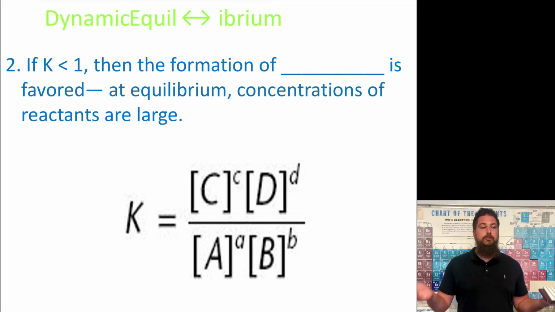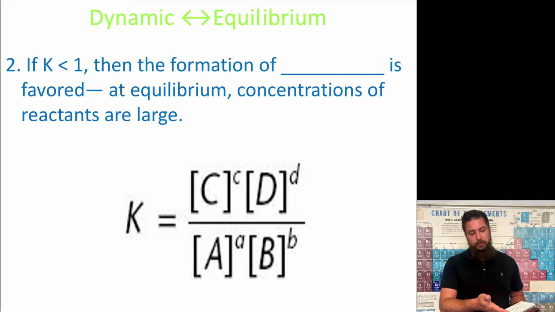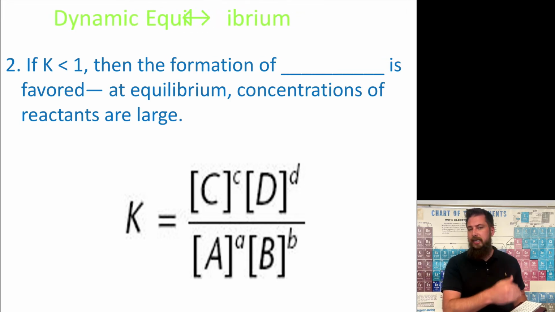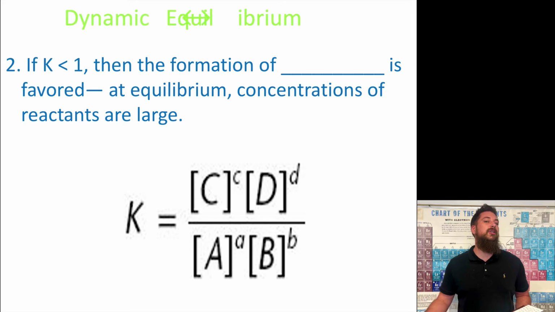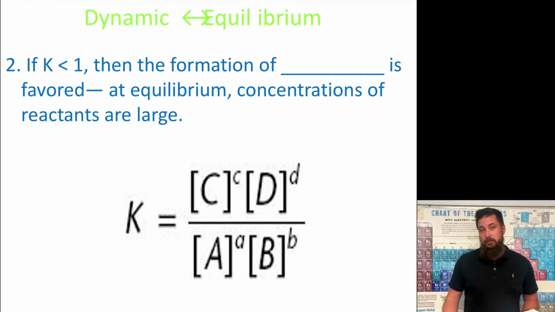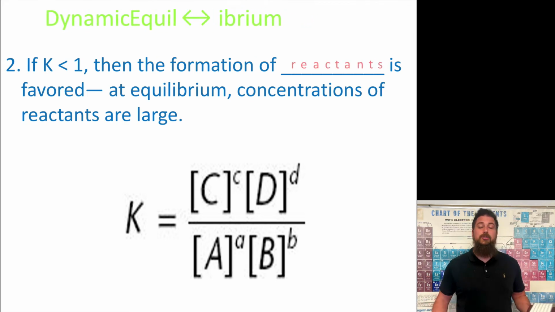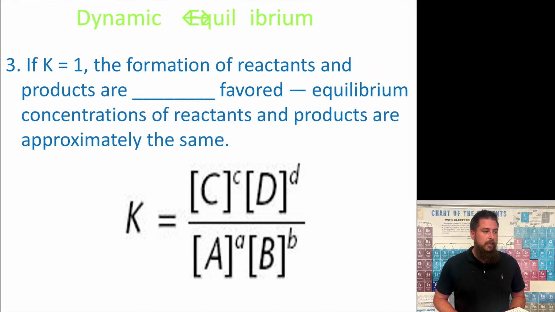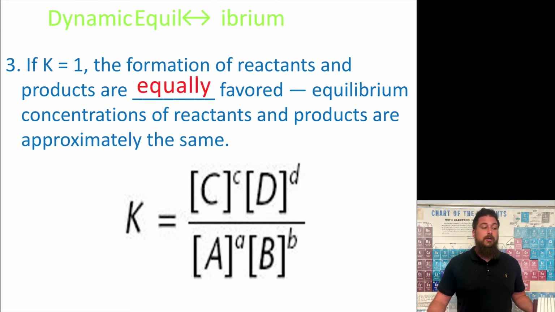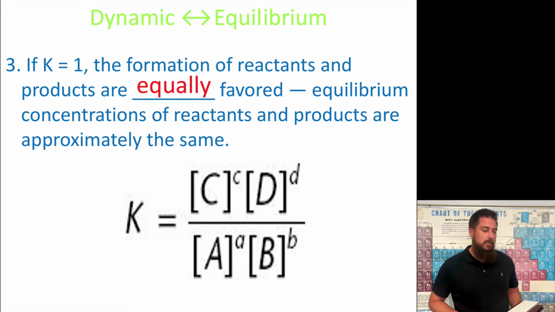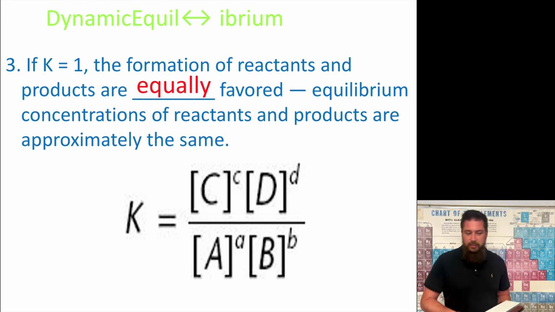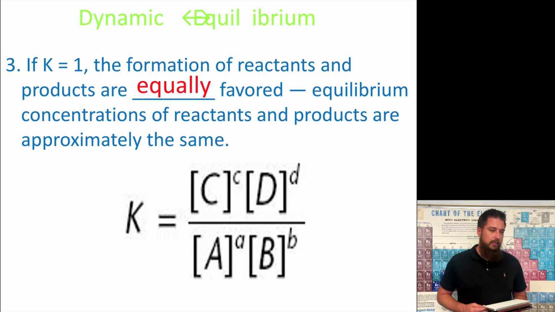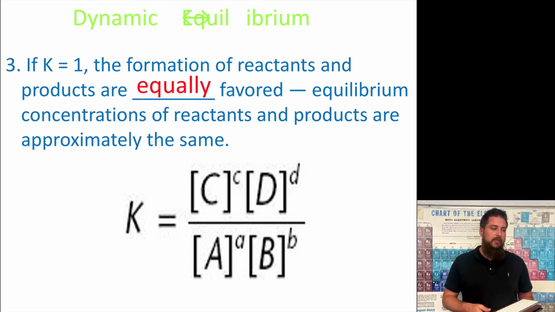Now what about a K value that's less than 1? Well, looking at the expression, how do we get a K value that's less than 1? We would need more denominator. And reactants are in the denominator, so that means reactants would be favored if K is less than 1. Now, if K is equal to 1, that means reactants and products are equally favored. And this is kind of a rare situation. It doesn't happen all the time. They're about the same if the K value is equal to 1.